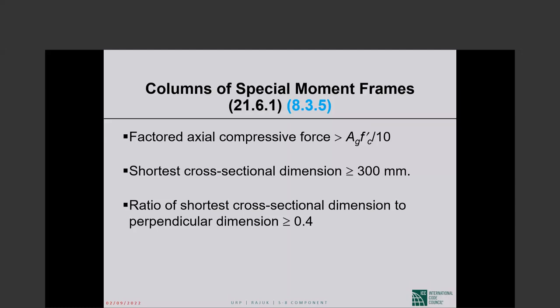If you violate that limitation, if the longer side is more than 2.5 times the shorter side, it does not mean that the member cannot be part of the seismic force resisting system. All it means is that it is not a column. It is now a wall and has to be designed as a wall. Okay.